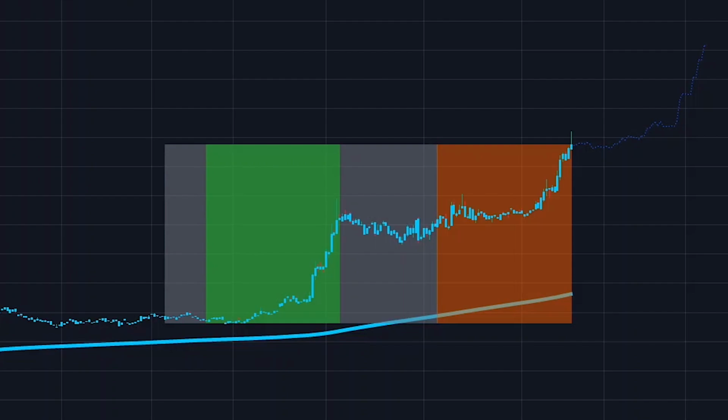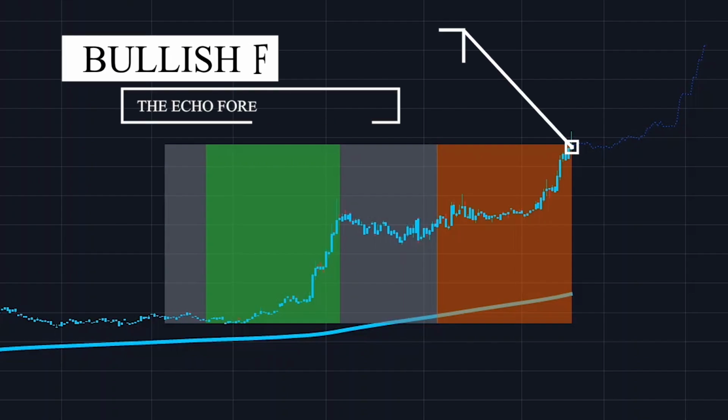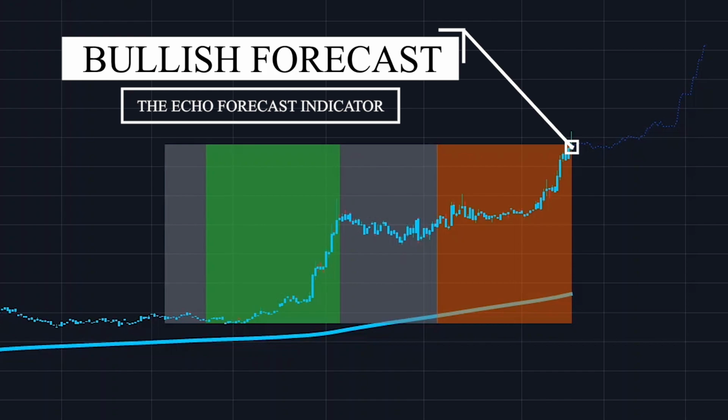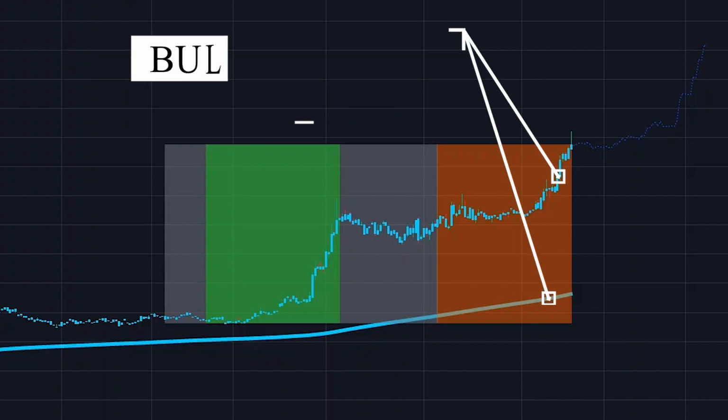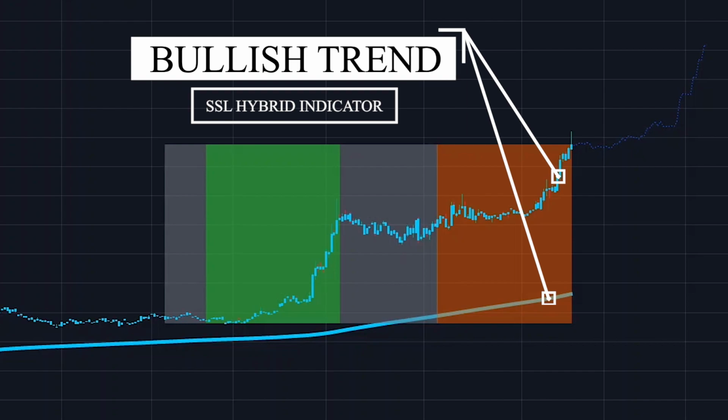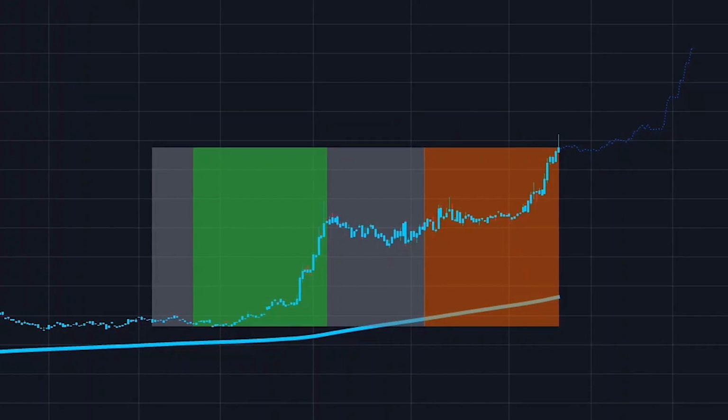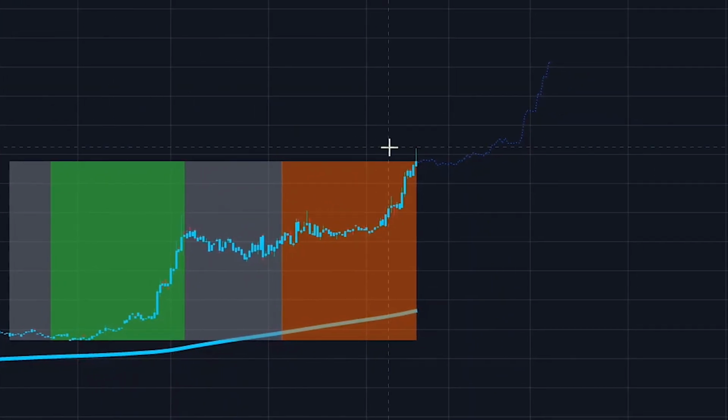If we want to enter a long trade, we must wait for both of our indicators to confirm a bullish prediction of the market. So first, the price must be touching the top of the forecast window, and the forecast line, which is the prediction, must be pointing upwards, indicating that the uptrend is likely to continue. And second, our SSL Hybrid must confirm that we are in an uptrend, so both our trend line, as well as our candles, must be blue colored. Now that both of our conditions are met, we can enter a long trade.